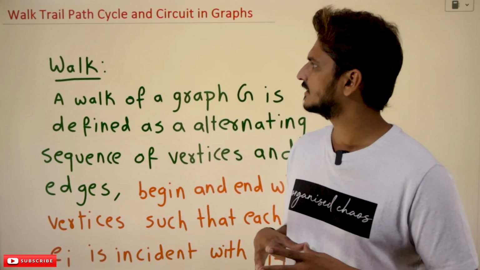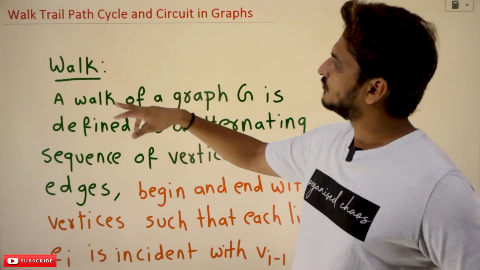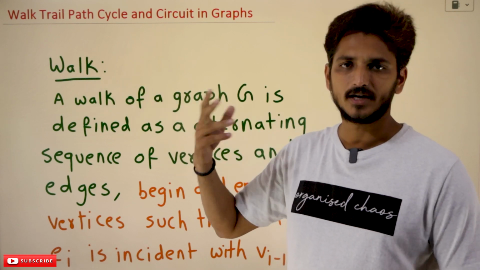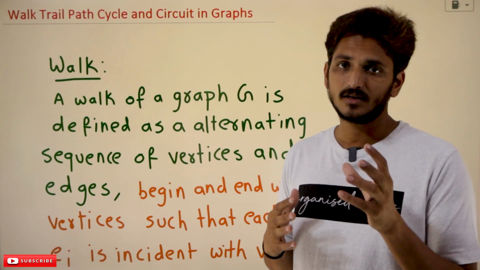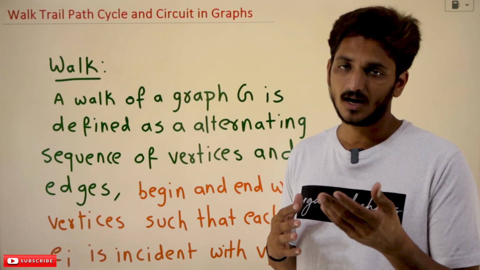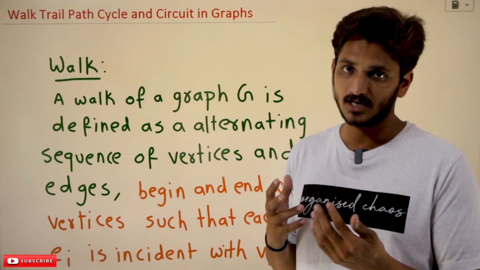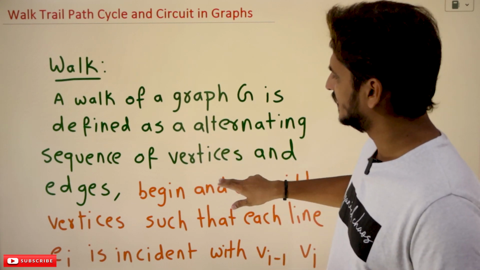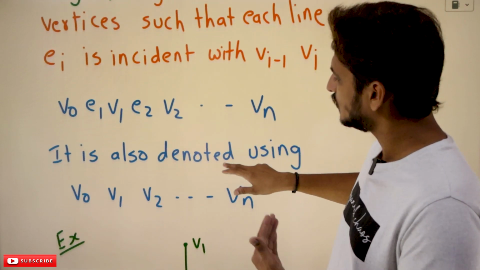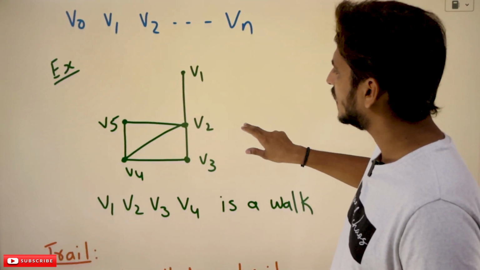Coming to today's class, the first concept is walk. What is meant by walk on a graph? With a graphical example, we can easily understand what is meant by walk. Then we come to the definition, because the definition is a bit confusing. Let's try to understand graphically what is meant by walk.